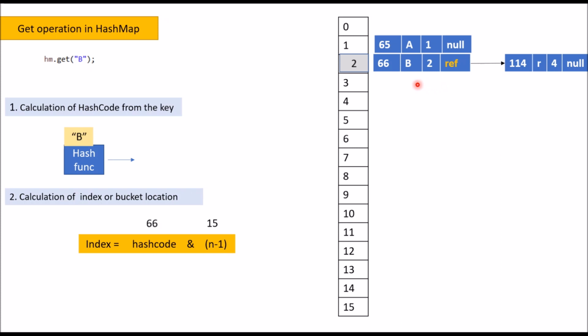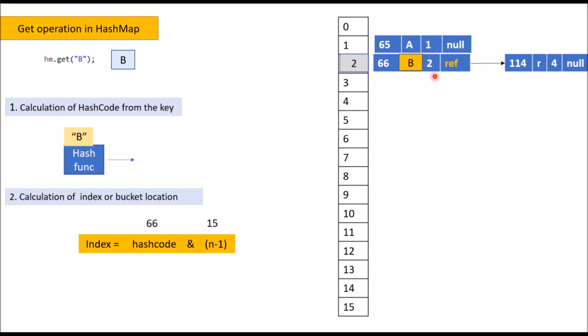In this case, what is the first node present here? 66, B, 2. What is the hash code of the first node? 66. What is the hash code of the key? 66. Both are equal. Go for key check. What is the key? B. What is the key that we pass in the get operation? Both are equal. So value returned from hm.getB would be 2.